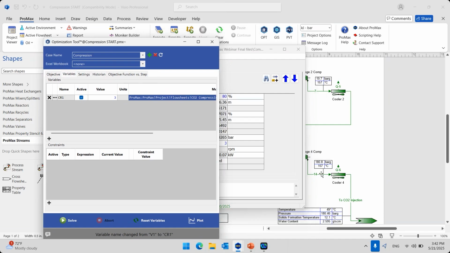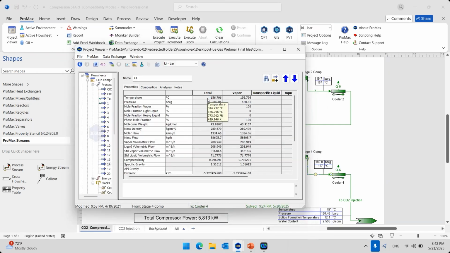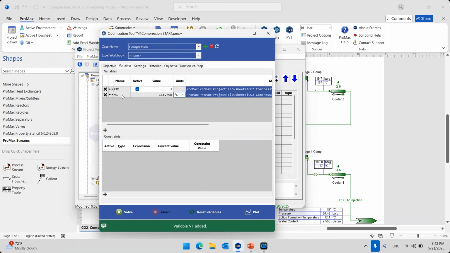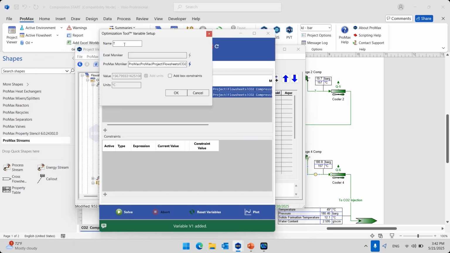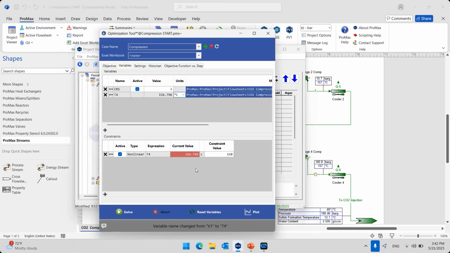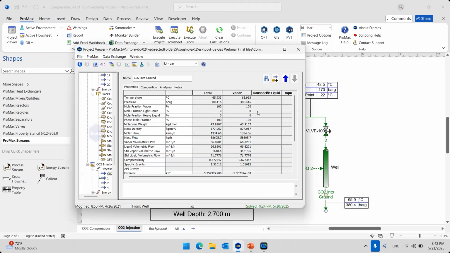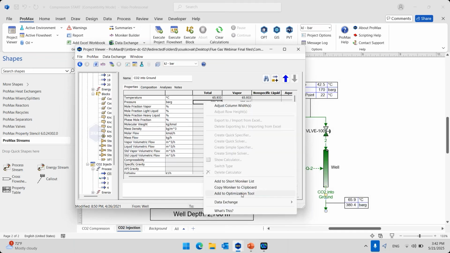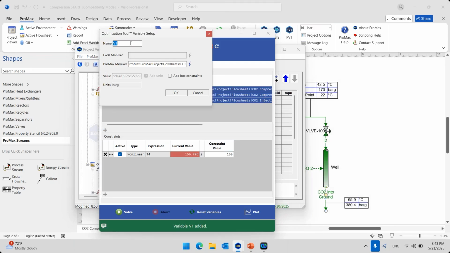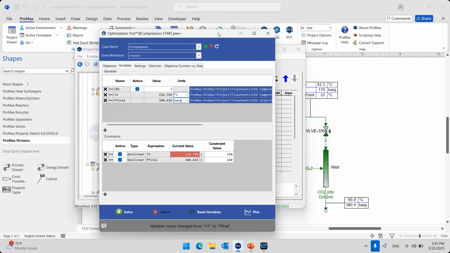Then I want to make sure that this temperature, which will be my T4, has a constraint of an upper bound of 150 degrees, which you see right now I'm not complying with. I'm at 156. And I also want to make sure that this pressure, which is my P final, has a lower bound of 260. All right? And that's what I want to do.